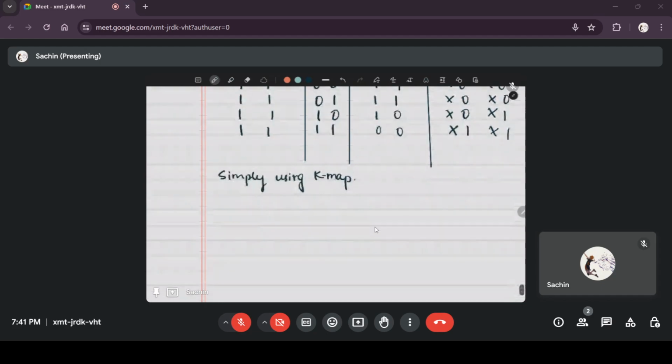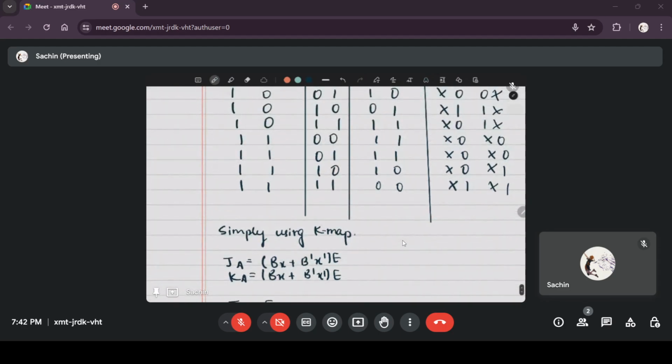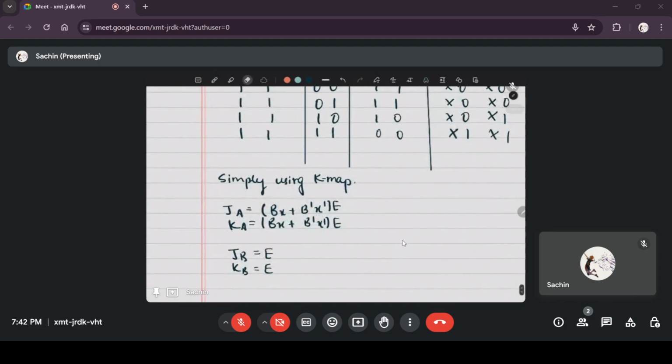And you will end up with JA equals bx plus b prime x prime e, KA is bx plus b prime x prime e, and JB is equal to E, KB is equal to E. I can verify one of those for you. Let me just show for JA and you can do the rest yourself.